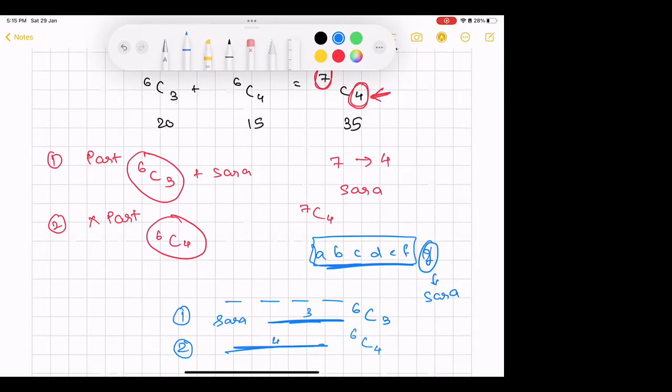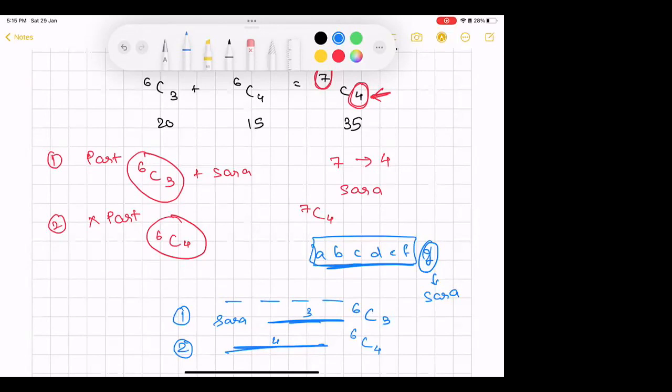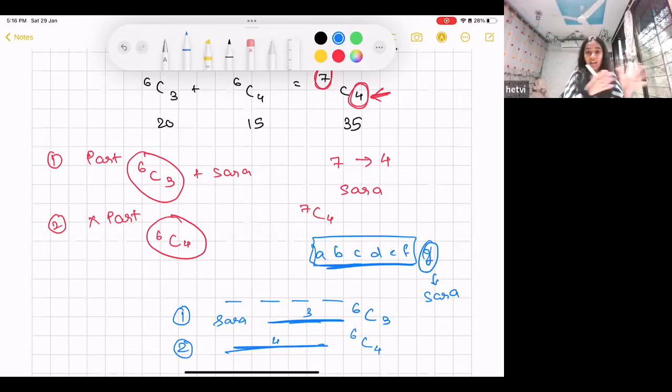But I have a question, why is it that we're taking Sarah as a person? Okay, that was just an example. We are taking one person to be the constant, and that person is either a part of the group or not a part of the group. We are taking those 2 cases.